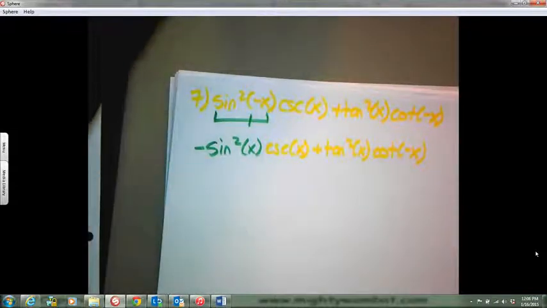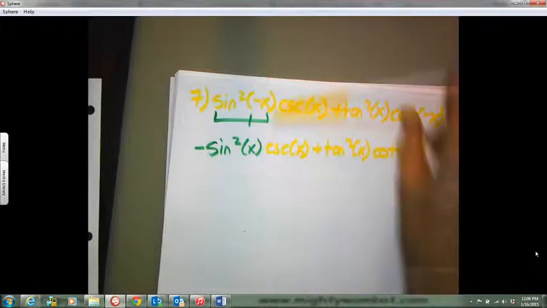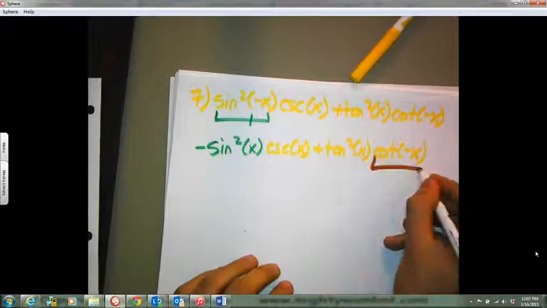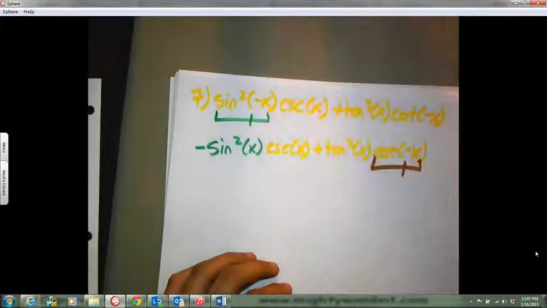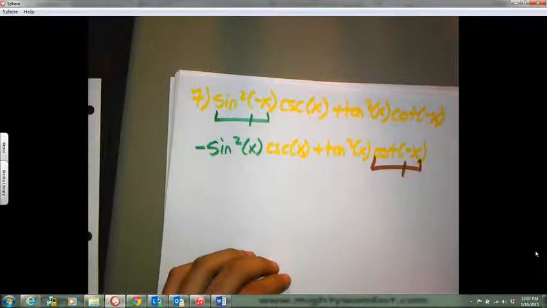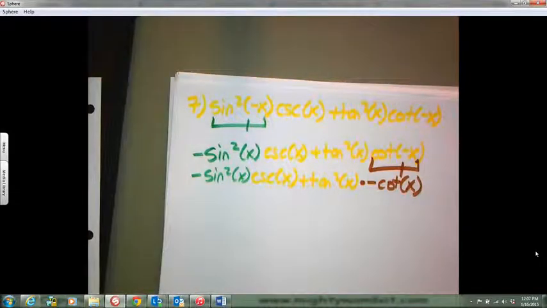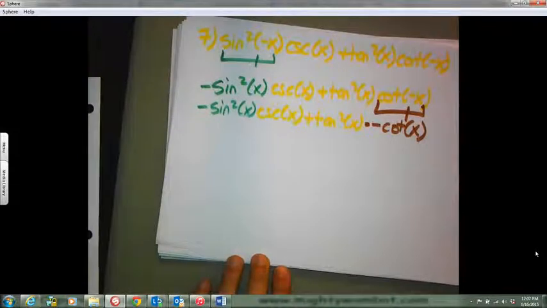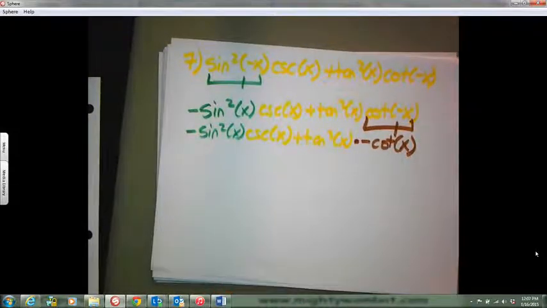So here's what I got. I'm now going to do this brown piece. Here's what I got for the brown spot. And please stop me with questions.